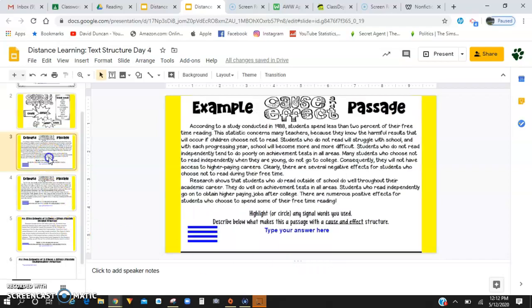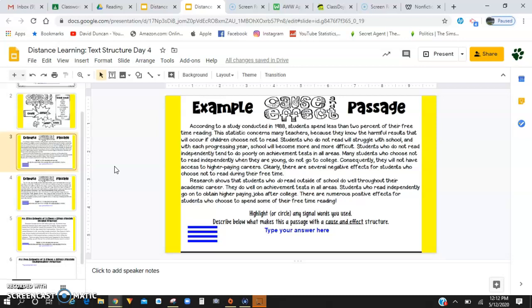We're going to start off again by reading our sample passage as a class, and I will be underlining with you guys different signal words that are used. I'm going to go ahead and start reading it with you. Think of different signal words that I'm using during this process, and hopefully you guys can follow along. Here we go. According to a study conducted in 1988, students spend less than 2% of their free time reading.